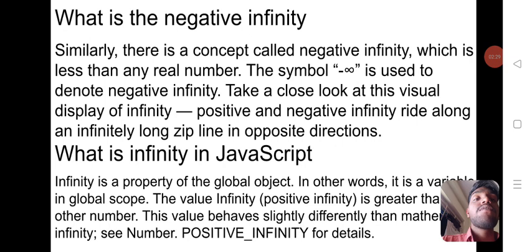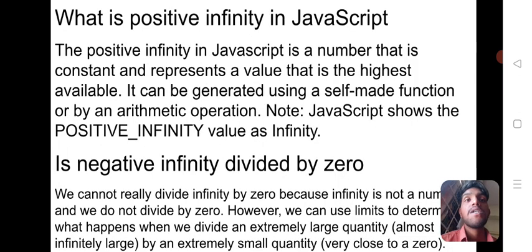What is Infinity in JavaScript? Infinity is a property of the global object. In other words, it is a variable in global scope. The value Infinity, positive infinity, is greater than any other number. The value behaves slightly differently from mathematical infinity. See Number.POSITIVE_INFINITY for details.